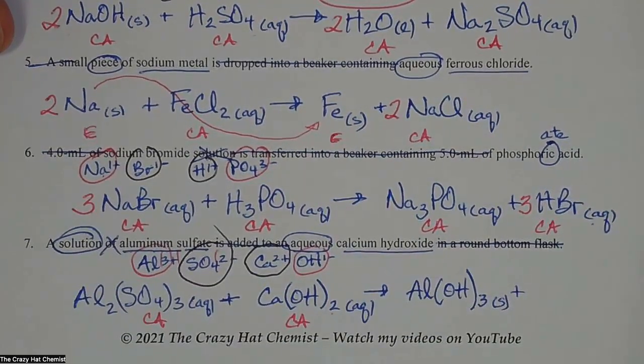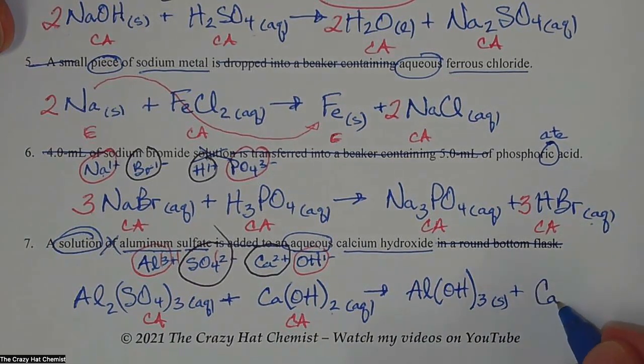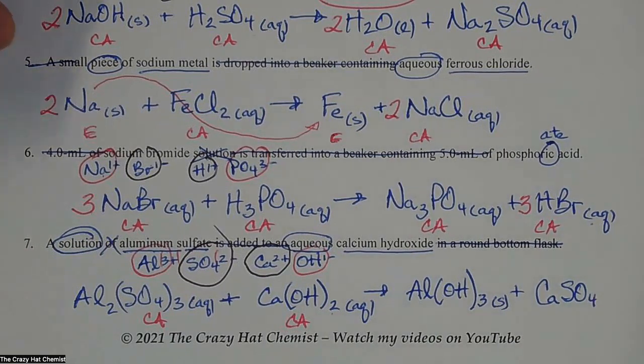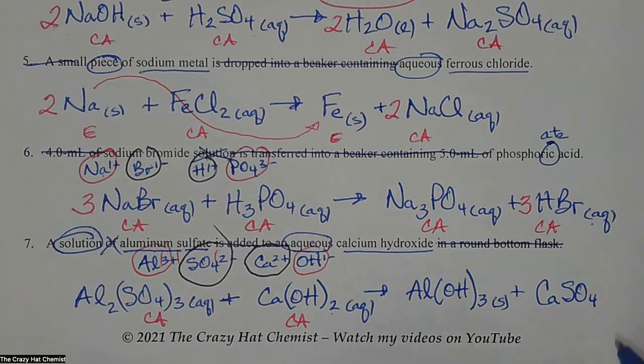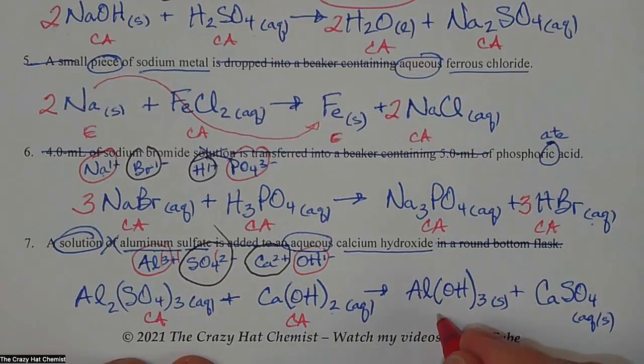And then calcium sulfate. Calcium has a 2+, sulfate has a 2-, so both of those are going to be reduced. Now, sulfates are aqueous except for barium, strontium, lead, and calcium. And so calcium is slightly soluble, so this could be either aqueous or a solid. It really depends on other factors of which we are not getting into in this class. So don't worry about that.